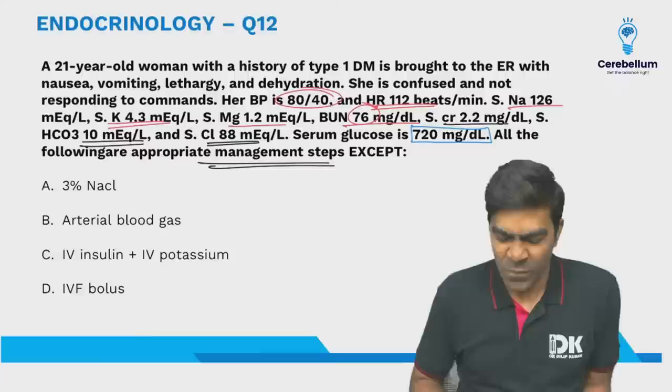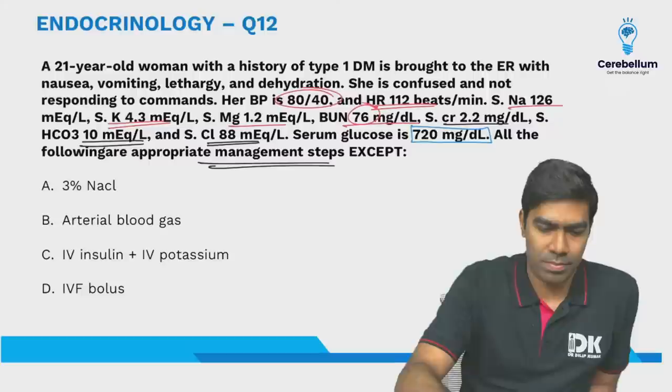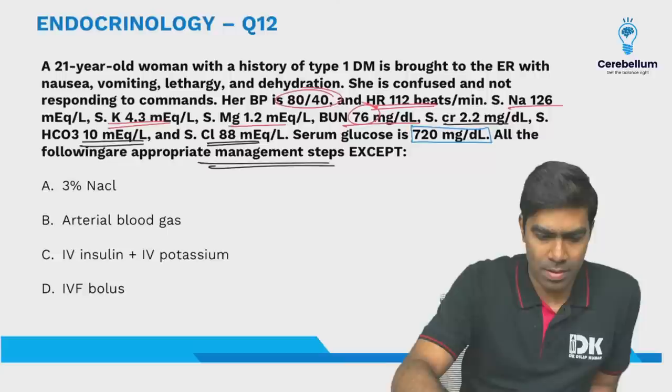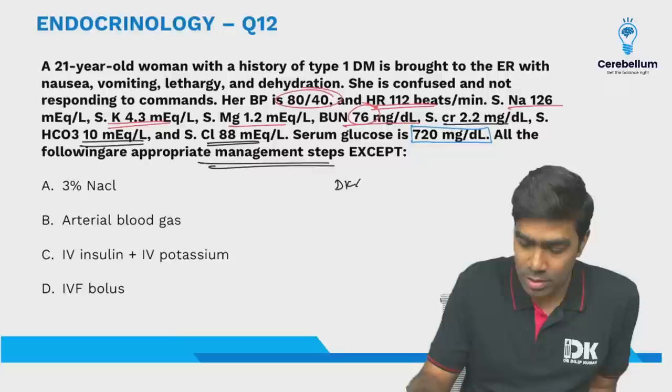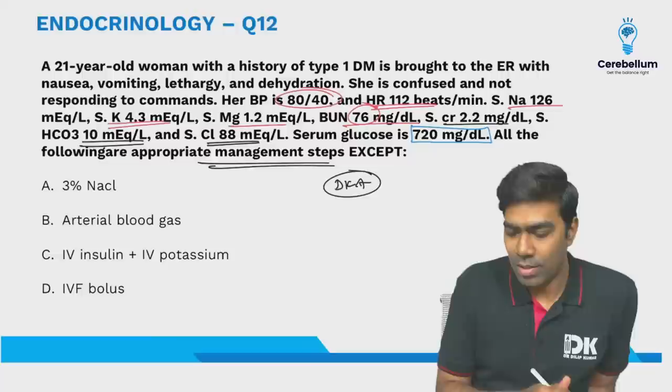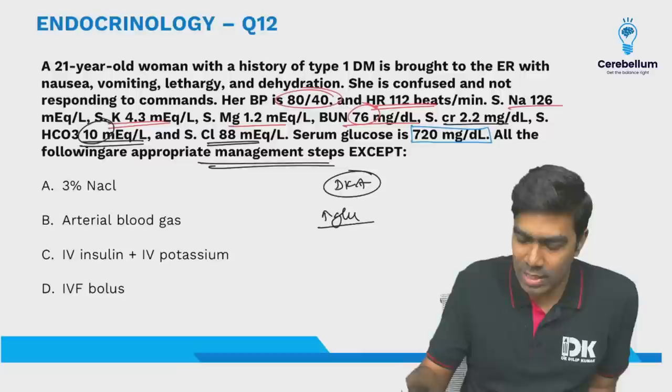So this is a very simple question, right? What is this question technically? So this is DKA, diabetic ketoacidosis, as simple as that. This is a patient who is suffering from diabetic ketoacidosis. How? The patient is having high glucose. The patient is presenting with acidosis. Look at the serum bicarbonate. They have not done the ketone bodies, but very likely it could be DKA.